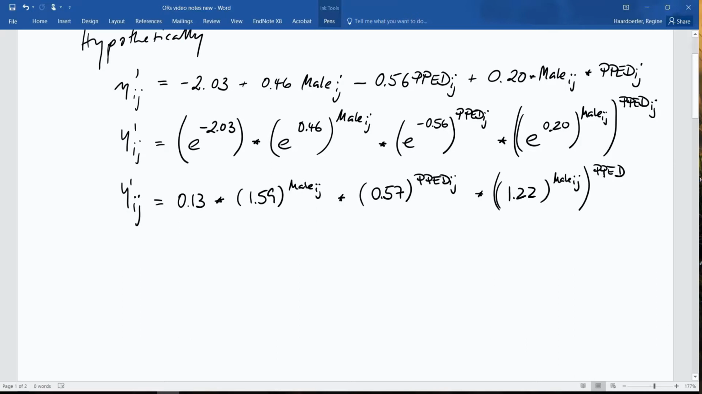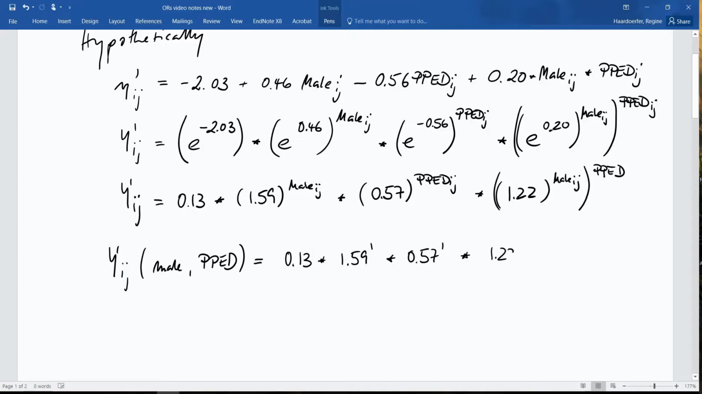The most complex example would be that we have a prediction equation for a male with pre-primary education. And we're just going to plug it in. So 1 for both male and pre-primary: 0.13 times 1.59 to the power of 1 times 0.57 to the power of 1 times 1.22 to the power of 1 to the power of 1. So we're just going to multiply all these things out because anything to the power of 1 is the same as the base number.